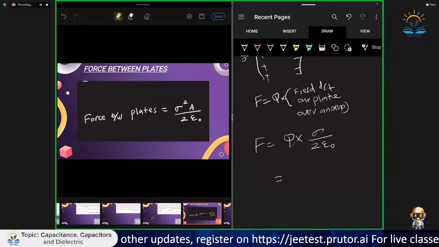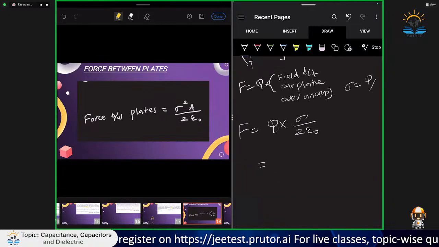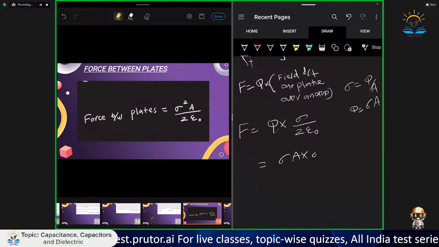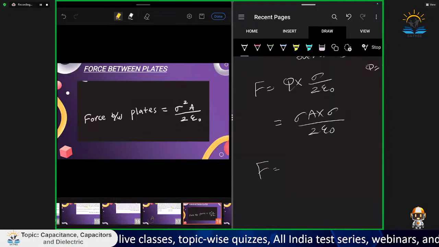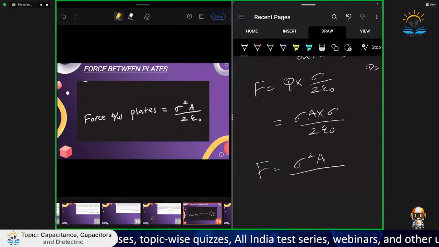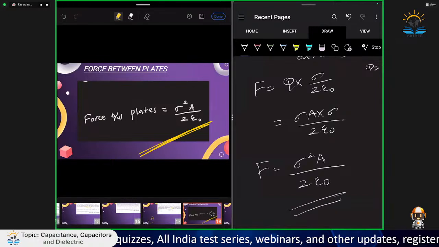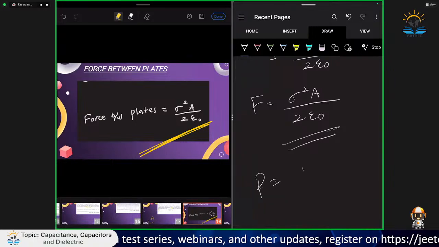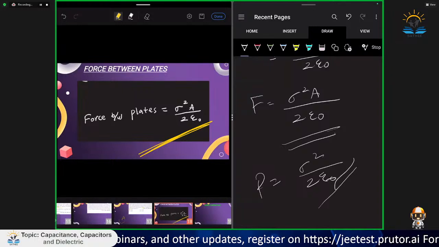And we know that Q is equal to sigma A, and sigma is equal to Q by A. Applying that, sigma A into sigma upon 2 epsilon. So force is equal to sigma square A upon 2 epsilon. That is the formula. But if they ask for pressure, which is force upon area, that will become sigma square upon 2 epsilon. Easy.